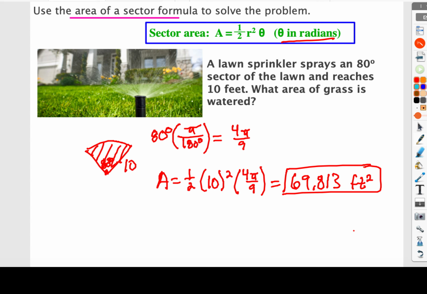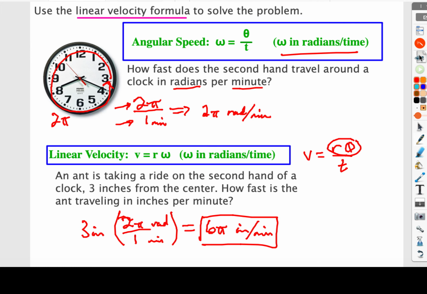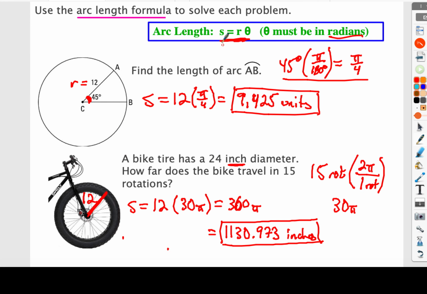I hope that helps you with the different various formulas you can use with radians. If you have any questions, talk to your teacher. Make sure to get to know those formulas: sector area, linear and angular speed, and also arc length, a fairly simple formula. Have a great day.